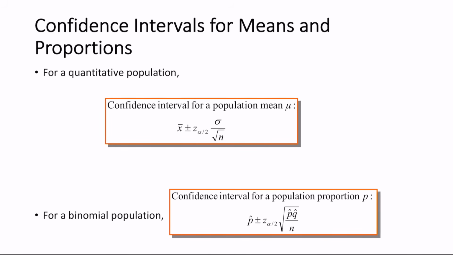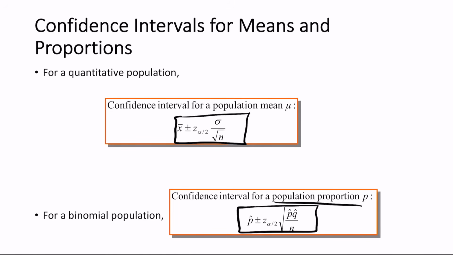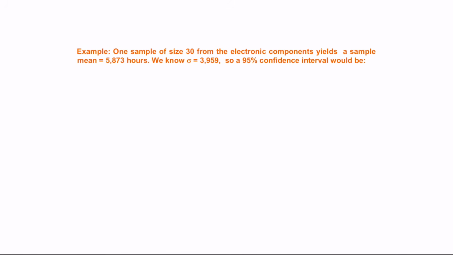So the confidence interval is x bar plus or minus z alpha by 2 times sigma by root n when you have a population mean. For a population proportion, it is p cap plus or minus z alpha by 2 times the square root of p cap q cap by n. Let's take an example of this problem here. You have one sample of size 30 from an electronic component that yields a sample mean of 5873 hours with a sigma of 3959. So they calculate a 95% confidence interval.